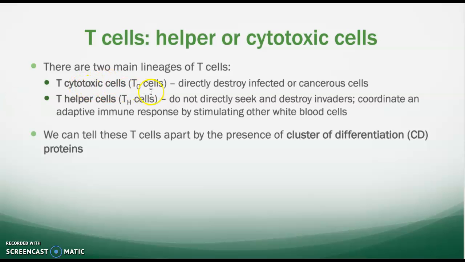So the cytotoxic T cells can actually directly destroy a cell that is infected with a virus or a bacteria, or a cancerous cell, so a cell that is growing uncontrolled. T cells will actually destroy those. T helper cells are a little bit different, and I think of T helper cells as kind of the generals in an army. They don't actually directly seek and destroy the invaders, but what they do is they basically delegate or order all of the adaptive immune response to become stimulated and to begin to fight the disease.